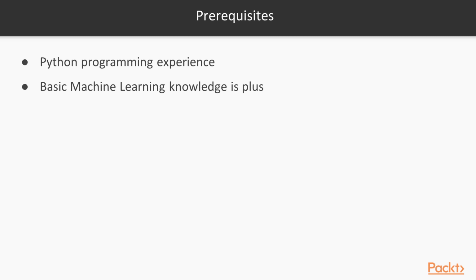What are some prerequisites for this course? The first one is that you have to have some basic Python programming experience. Throughout the course, I do my best to simplify the code as much as I can, but you have to have the basics. And also when it comes to machine learning knowledge, it is a big plus to have some basic understanding of what machine learning is all about.